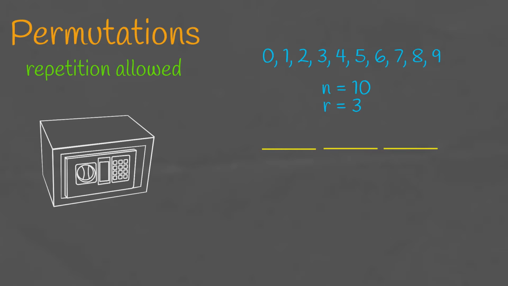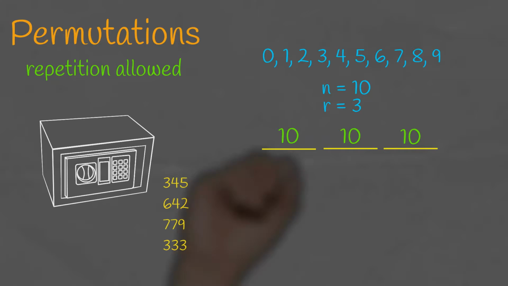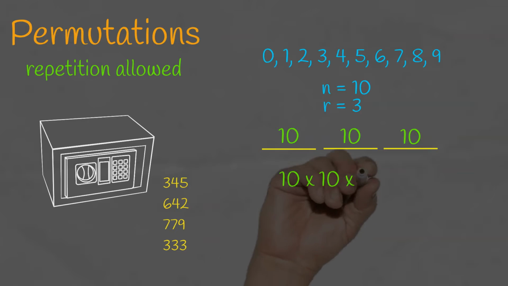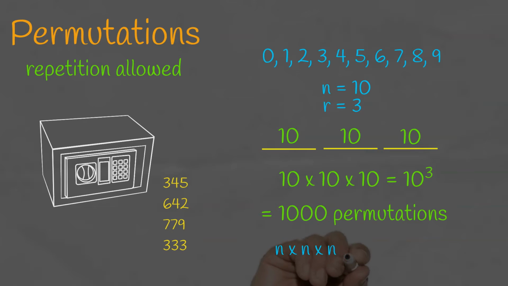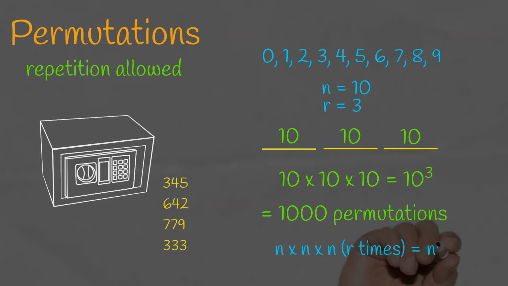So r is 3. But these three numbers we choose could be 345, 642, but it could also be 779 or 333 because we're allowed to repeat the digits. So in this scenario, we have 10 choices for the first digit, but we also have 10 choices for the second digit and for the third digit because we can repeat the numbers. This means there are 10 times 10 times 10, which is also 10 cubed, different permutations, which is 1000 permutations. As you can see, that is also the same as saying n times n, r times, or n to the power r.